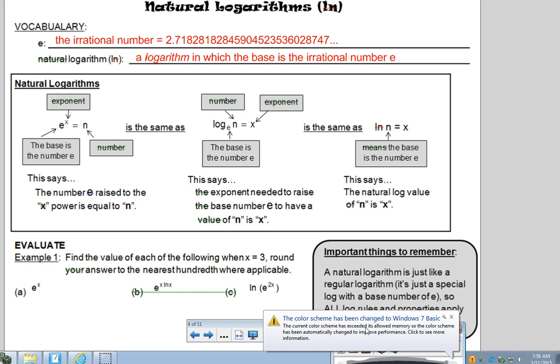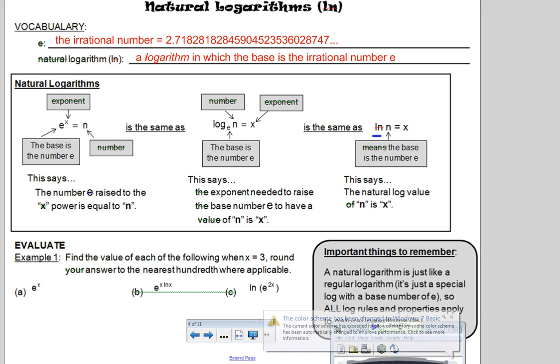In the box, I show you all the three representations. They all mean the same. So the first on the left, e to the x equals n. The base is e. Then you have your x power equals your n value. And that's the same as saying in the middle of the box, log base e of n equals x. So log base e, because the base can be anything, e, 2, 10. And then at the very right, you see this ln. ln is the natural log. That means log base e.